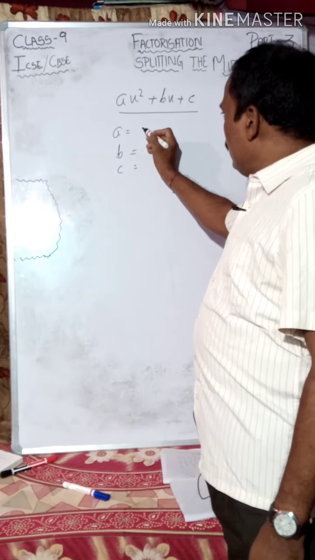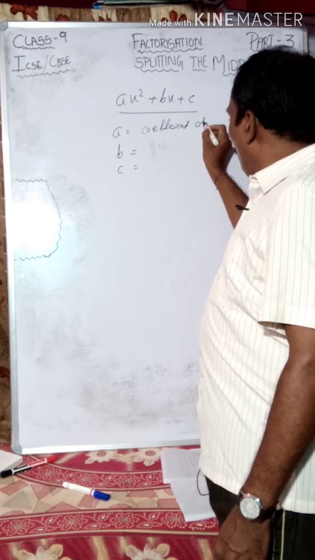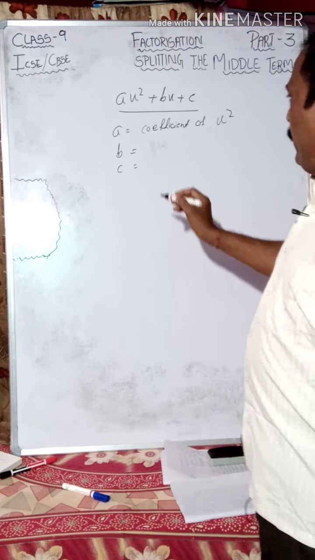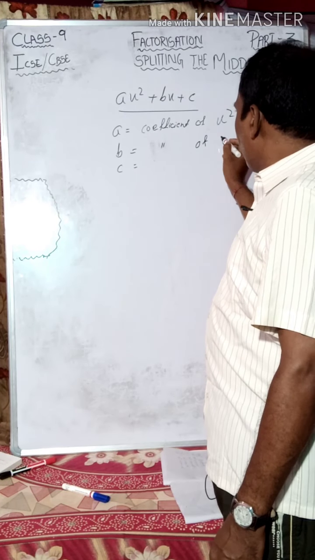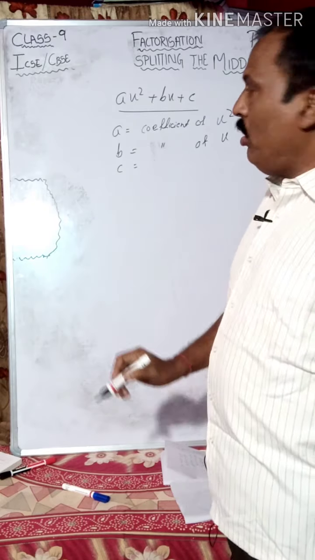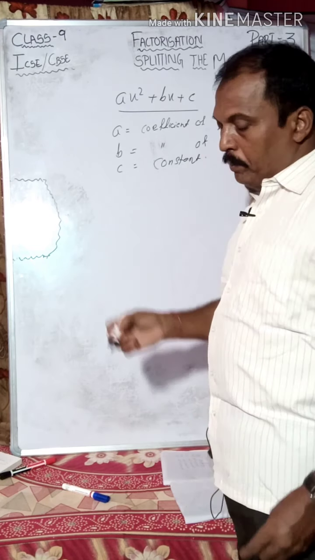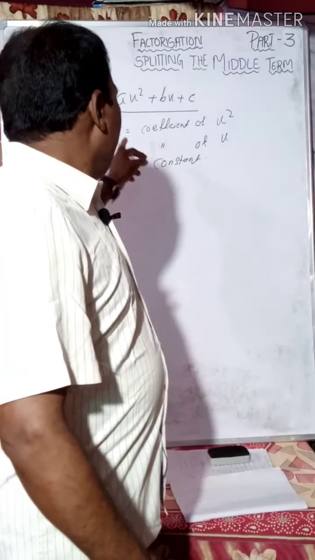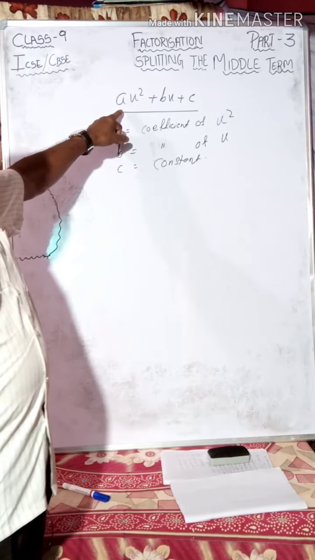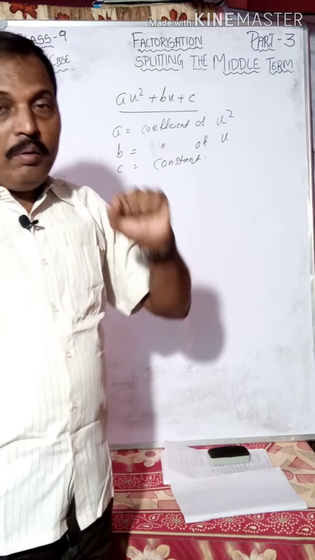Now a is the coefficient of x square. What is b? b is the coefficient of x. c is the third term or constant term. It may or may not be a constant, but it is the last term. So in ax square, a is the coefficient of x square; in bx, b is the coefficient of x; and c is the constant term or last term.